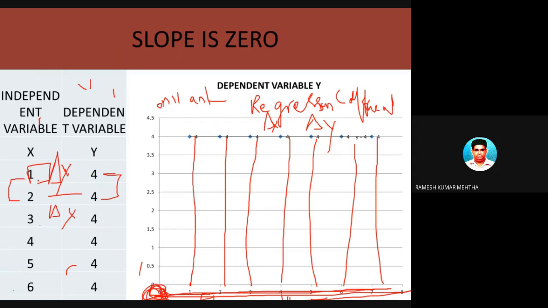When he has studied for 1 hour, the marks were 4. When he has worked for 2 hours, the marks were 4. So any change in y? No, there is no change. That is, delta y is equal to 0.